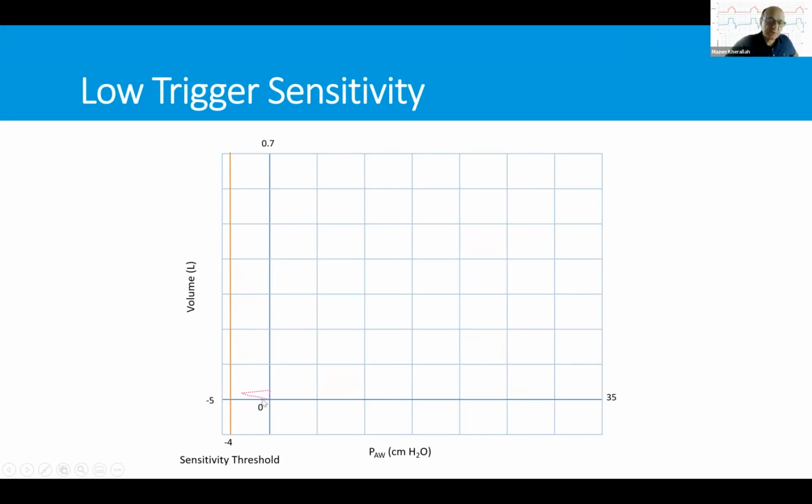The patient needs to reach this level in order to trigger the ventilator, and in the next breath he reached it. You can see that with this breath he even goes below -4 centimeters and the machine is triggered. And here you see the PV loop in complete.